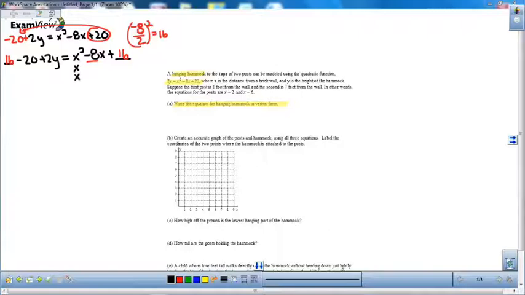And I'm going to factor. Two numbers multiplied together gives you x squared. Two numbers multiplied together, that gives you 16. And 16 minus 20 is negative 4. So I'm going to add 4 to both sides.